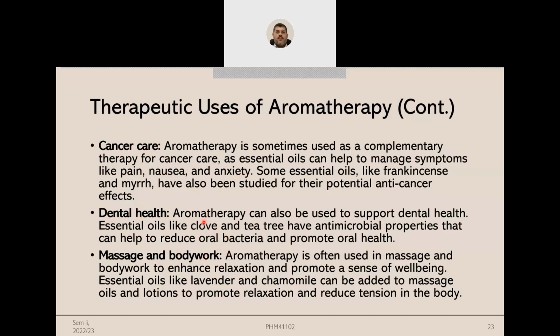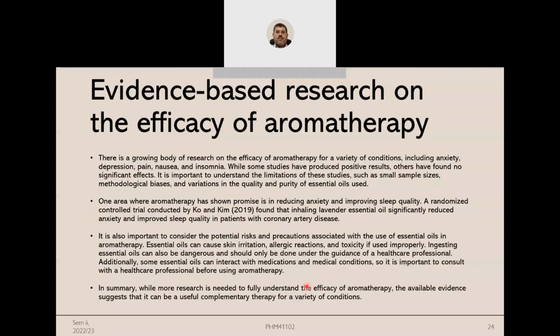So essential oils like clove and tea tree oil have antimicrobial properties and can help to reduce oral bacteria and promote oral health. Massage and body work. So usually essential oils can be used in massage and body work to enhance relaxation and promote a sense of well-being. Like lavender and chamomile we mentioned already before, they promote relaxation. Okay.